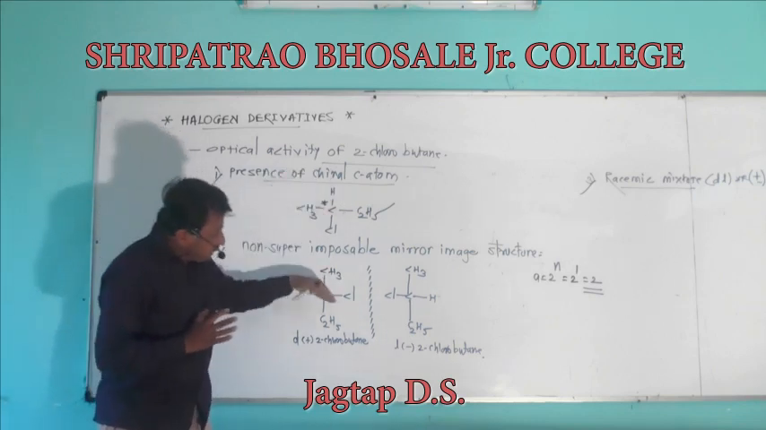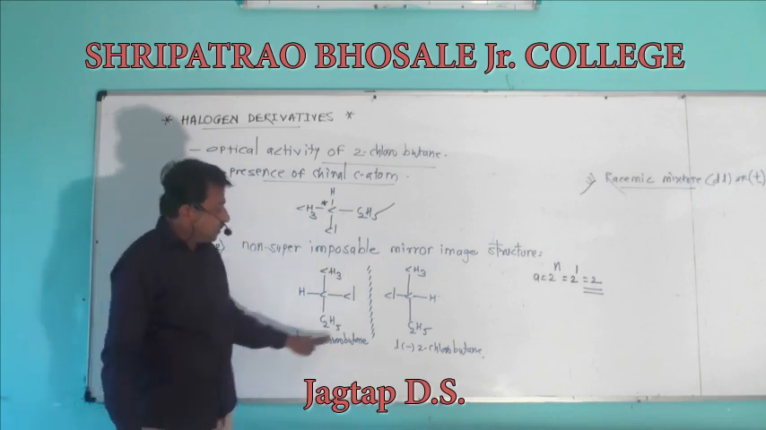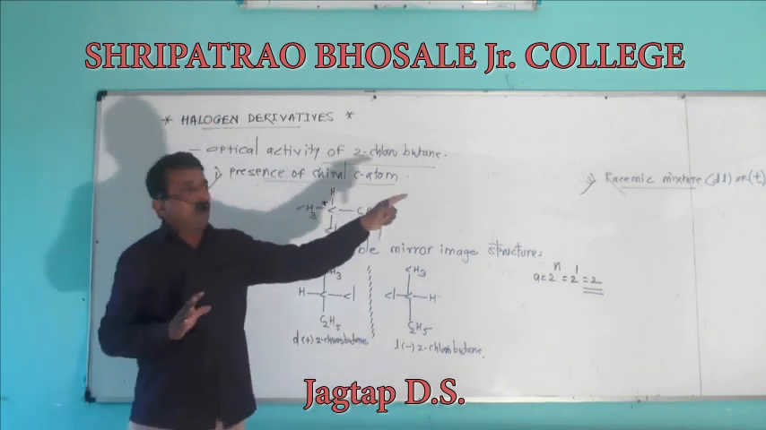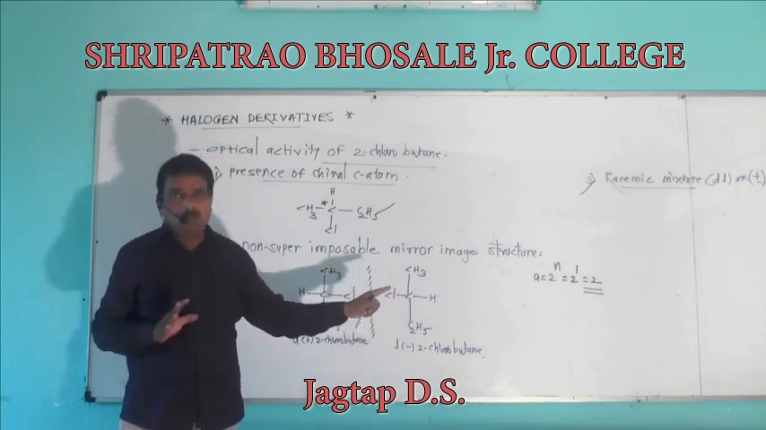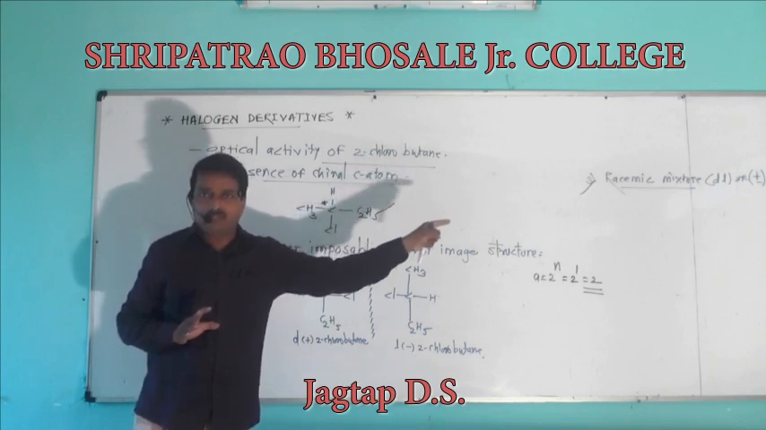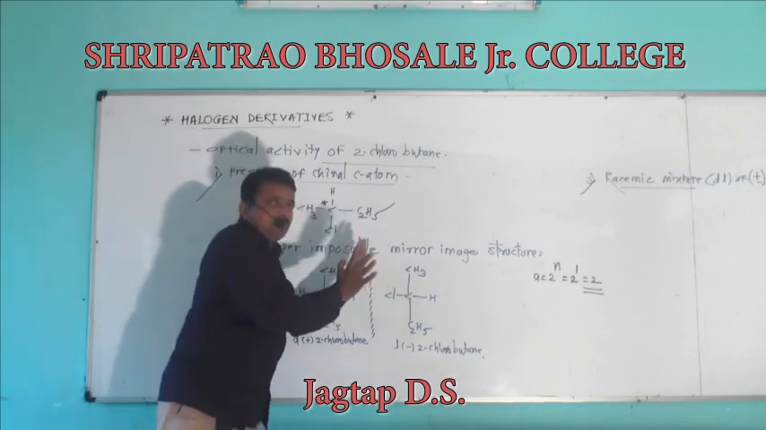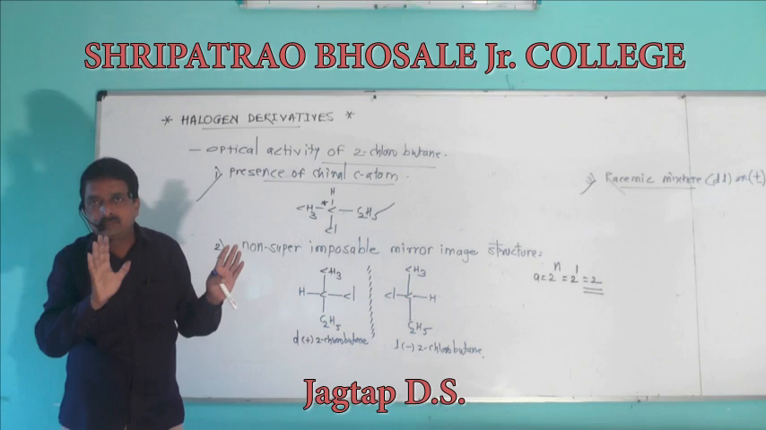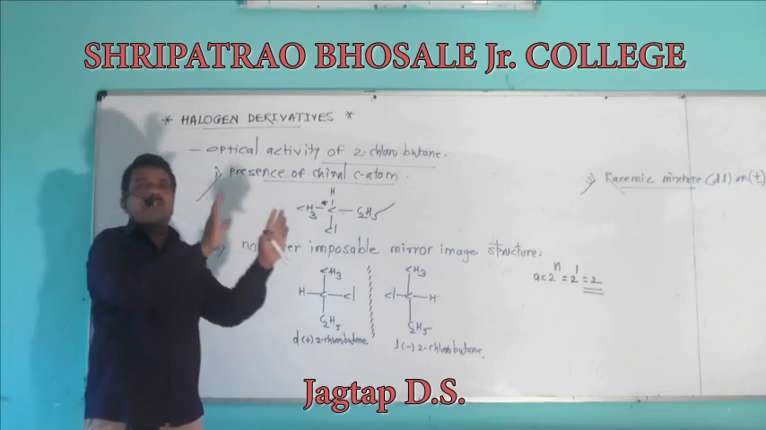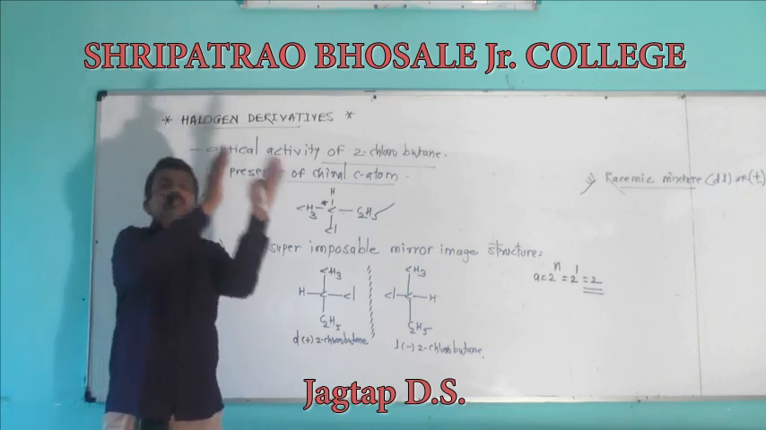So it exists as optical isomers, one the dextro form and the other the laevo form. As it contains an equimolar quantity of dextro and laevo forms, it is optically inactive due to external compensation, that is, the rotation of the dextro isomer is cancelled by the rotation of the laevo isomer.